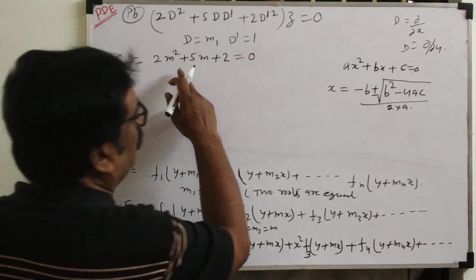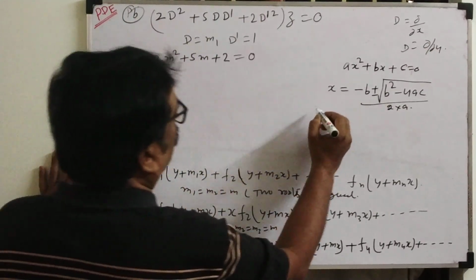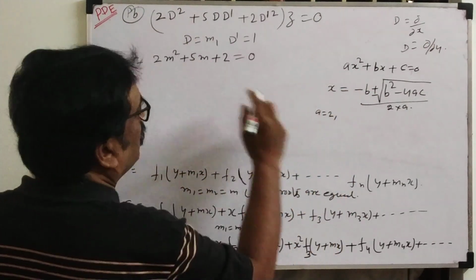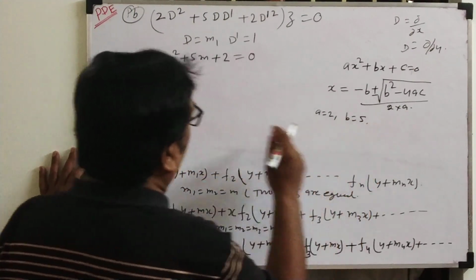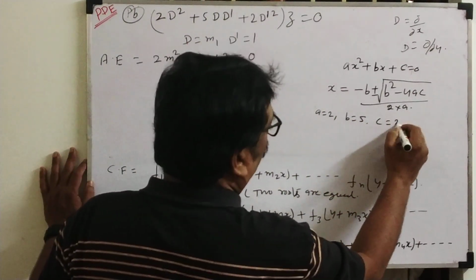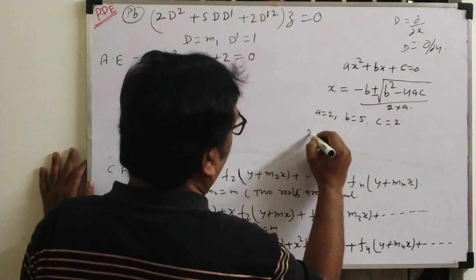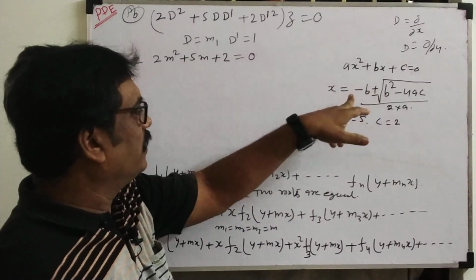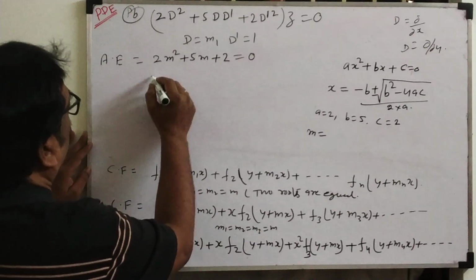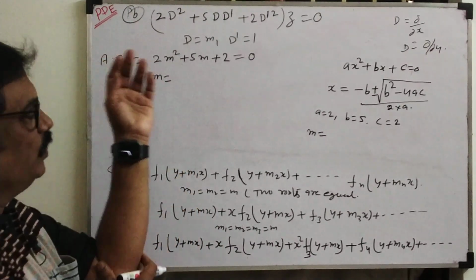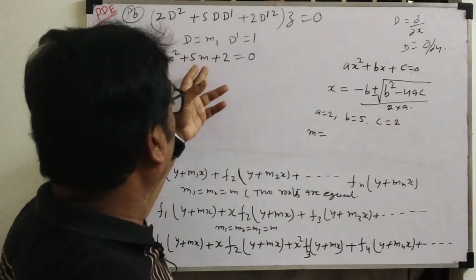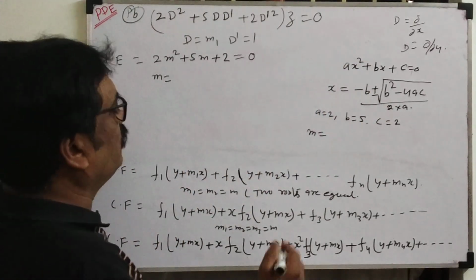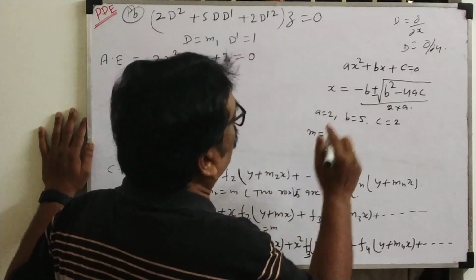Now see here, for this particular problem, what is a? It is ax square, here m square, so a is equal to 2, b is equal to 5, and c is equal to 2. Carefully see how we calculate. Now we substitute in this formula, but here we need the m value. There are other methods also, but this method gives the roots directly, whether real, imaginary or complex. I think this is the best way to calculate the roots of any equation.